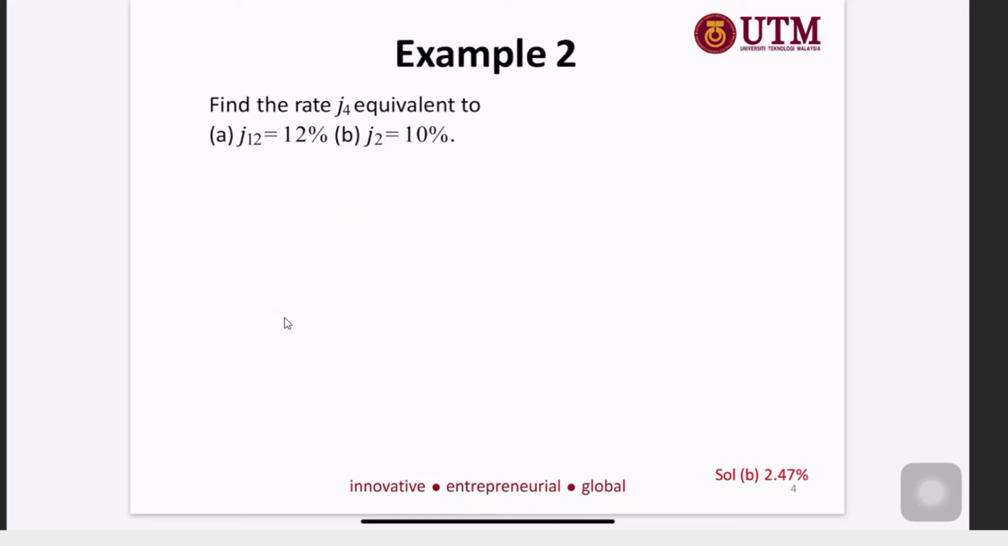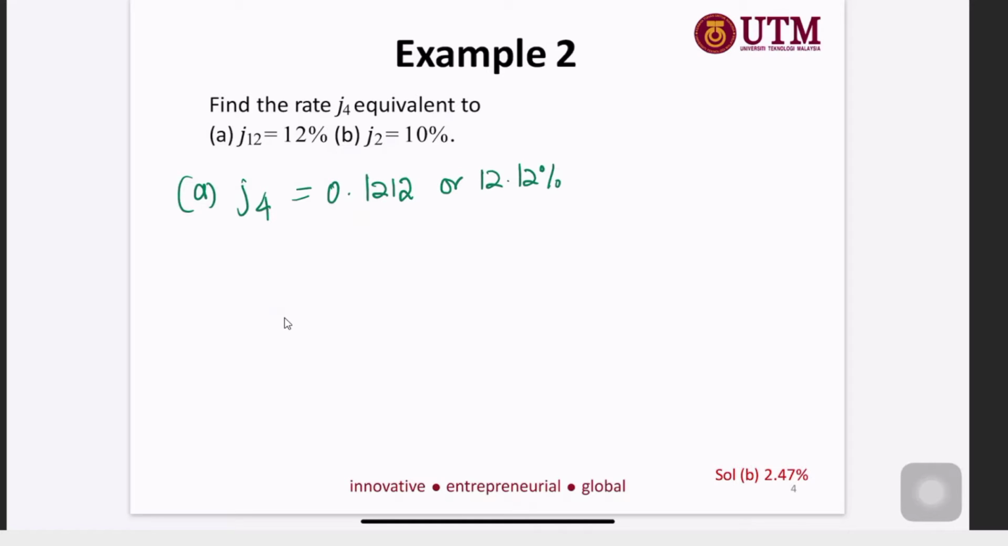Okay, correct Kak Zainab, what you did is correct. So, you should get, okay, so the answer would be J4 is equal to 0.1212 or 12.12%. So this should be your answer.